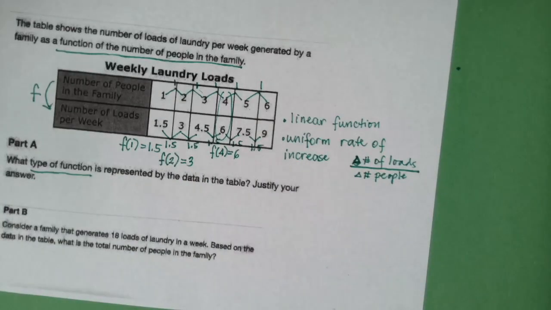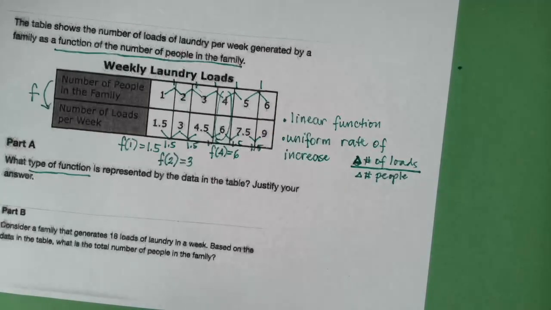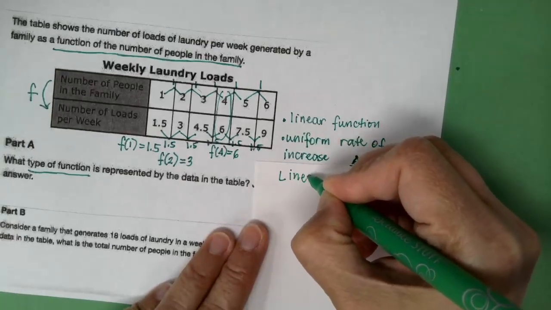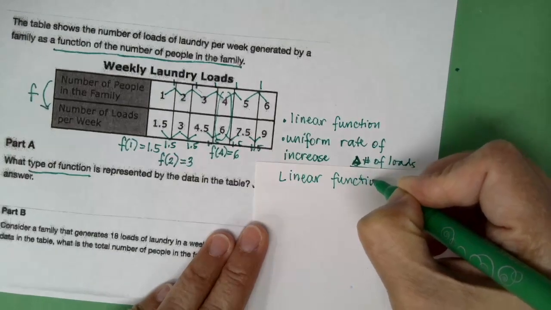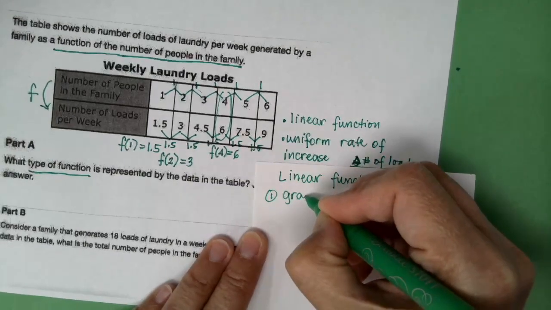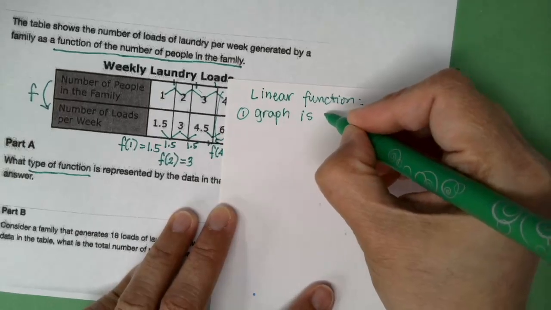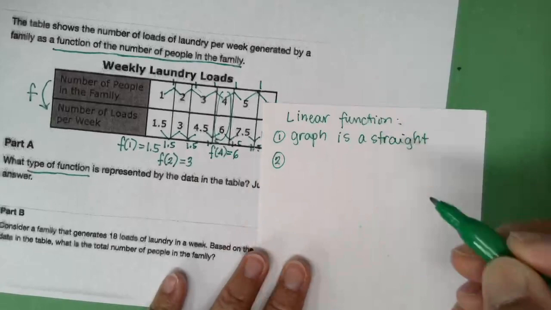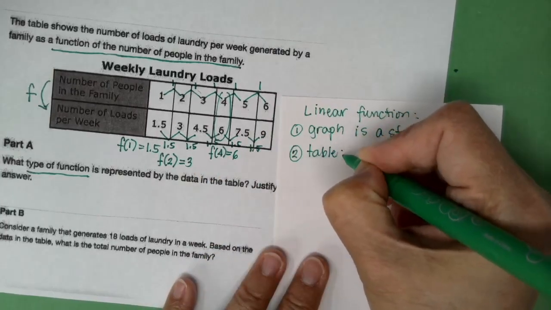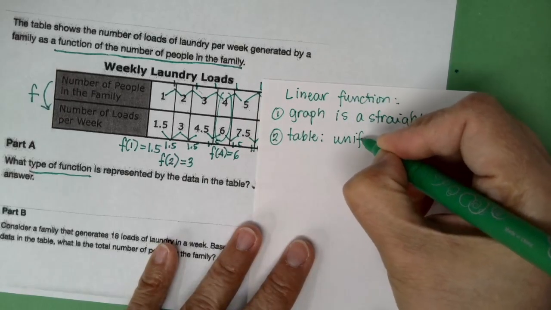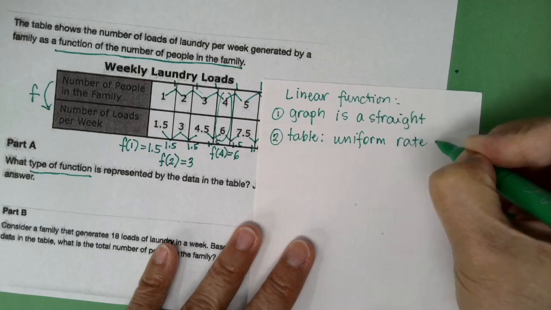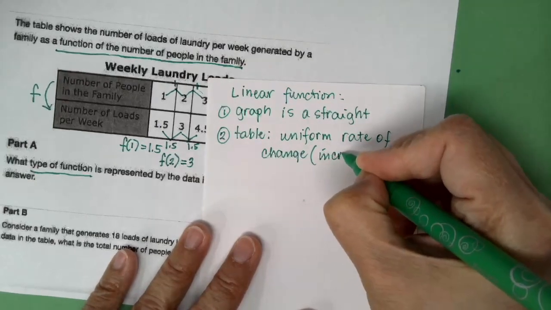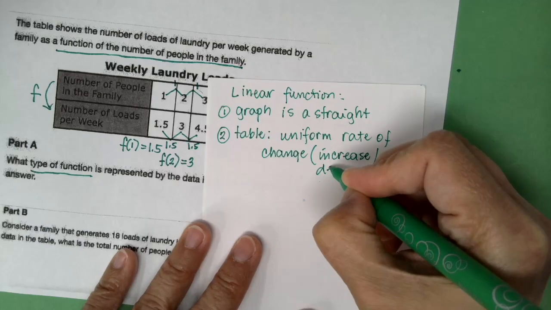So basically, if you summarize what we know so far, for a linear function, of course, the graph is a straight line. And in case you cannot graph, from the table you can see that there is a uniform rate of change. Rate of change could be an increase in values or a decrease in values.